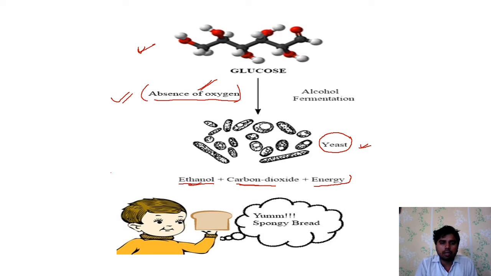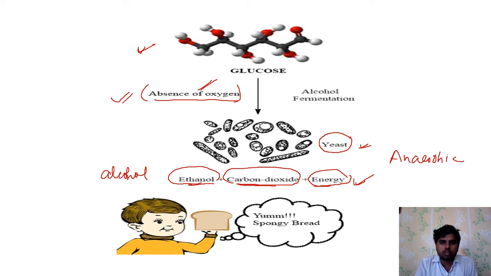Ethanol, that is alcohol, this is carbon dioxide, and this is energy. So here also energy is released in the anaerobic respiration. So you can see here there is yummy spongy bread, and it is all about the carbon dioxide that is released from the product. The carbon dioxide is released from the pores, and hence there is formation of puff. Is it clear, students? You can also go through this diagram once again.